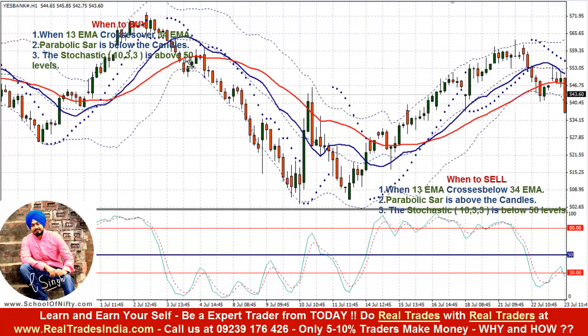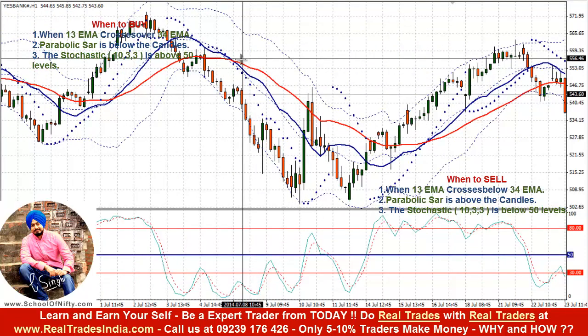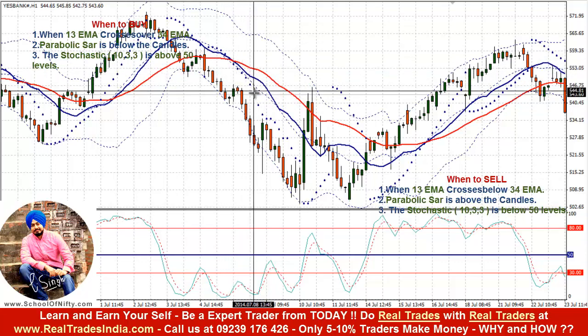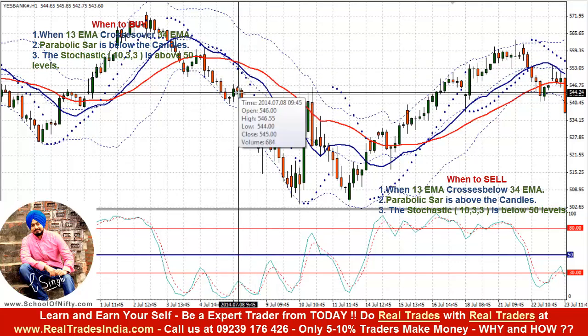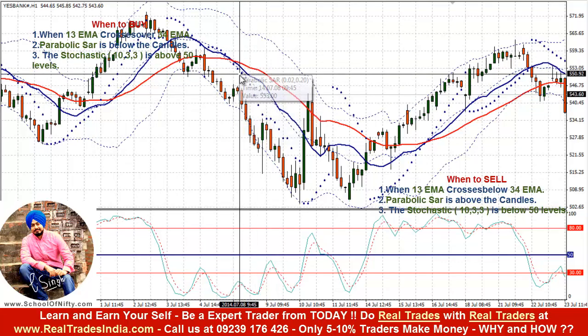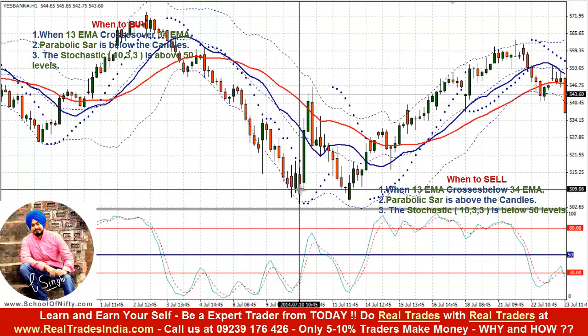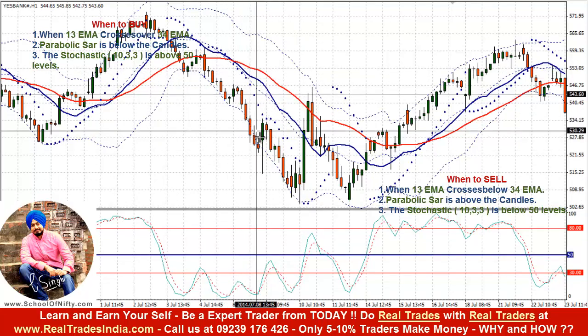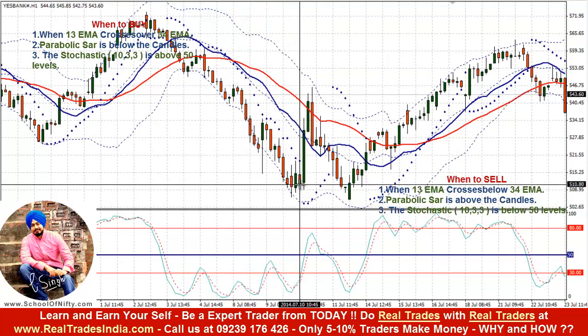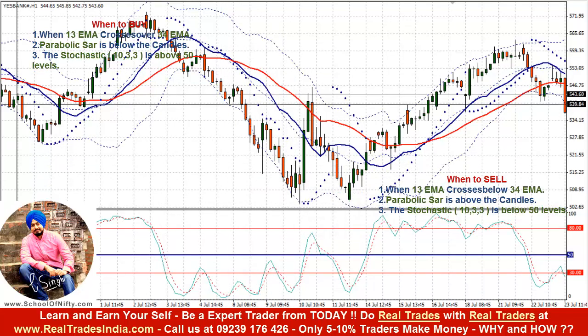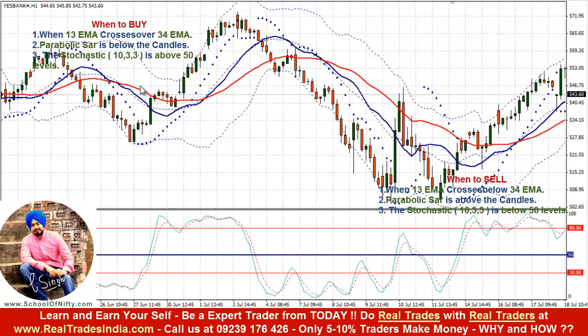Now let us go back. Over here you see, guys, very clearly the 13 EMA is crossing below the 34 EMA, and the parabolic SAR, these dotted lines, are above the candle. So this is where I sell. If I sell after the crossover, the region which I sell is around 544, and you can see what happens after that. Fine, it has gone all the way down to 510 levels, which is 30 points intraday. You can see this stuff really gives some serious money, guys.